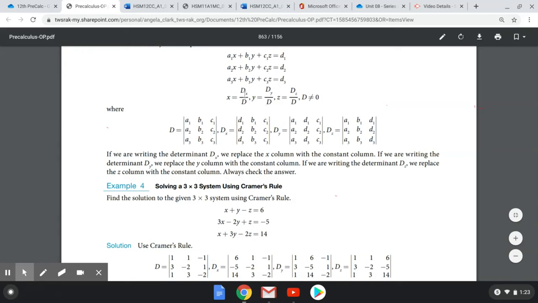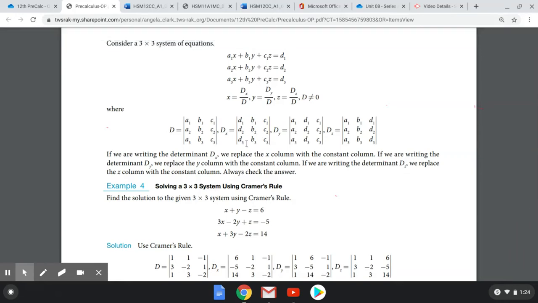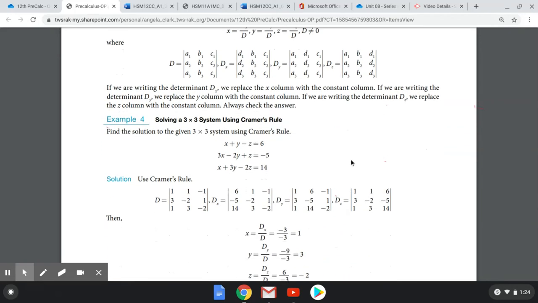For X, the top one is going to have the answer column, Y column, Z column. So no X column, right? So answer column, Y column, Z column. The Y matrix has the X column, the answer column, and the Z column. And the Z matrix has the X column, the Y column, and the answer column. So they always don't have the column of the particular variable that you're finding. So it has the other three columns, but not that one. And then you're going to be finding the determinant for each one of these.